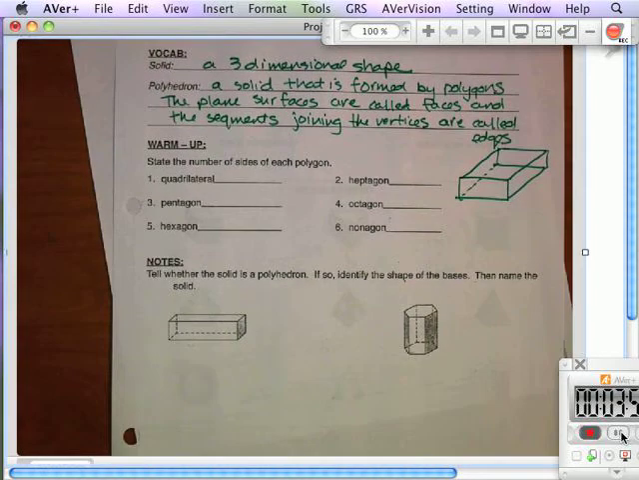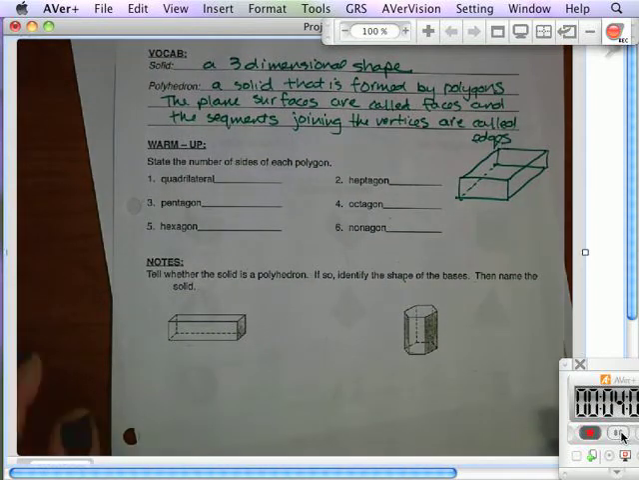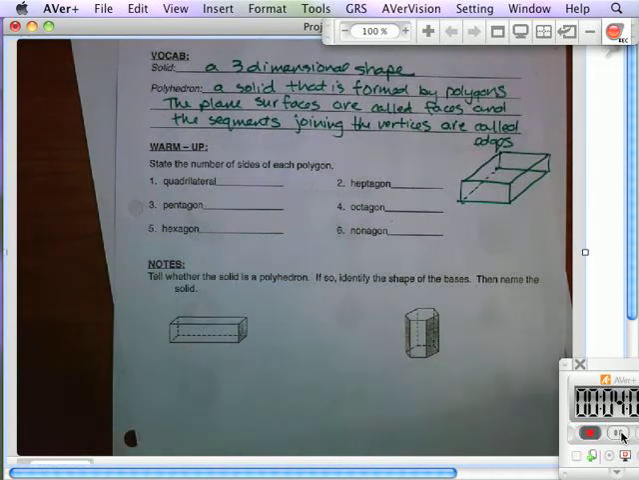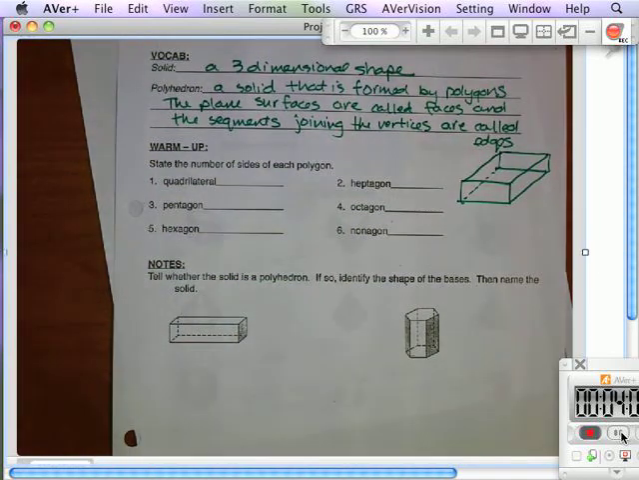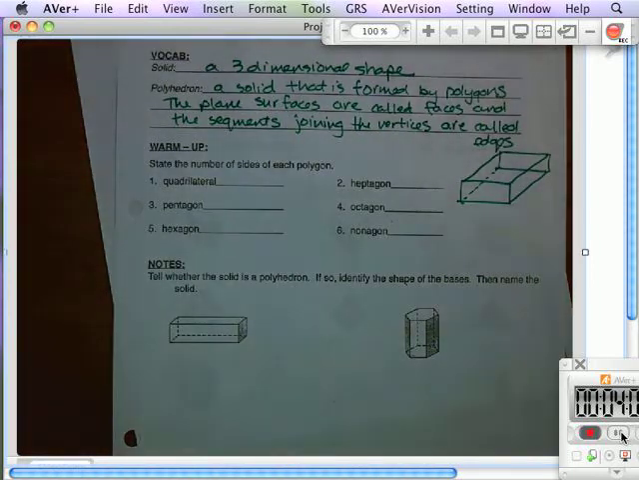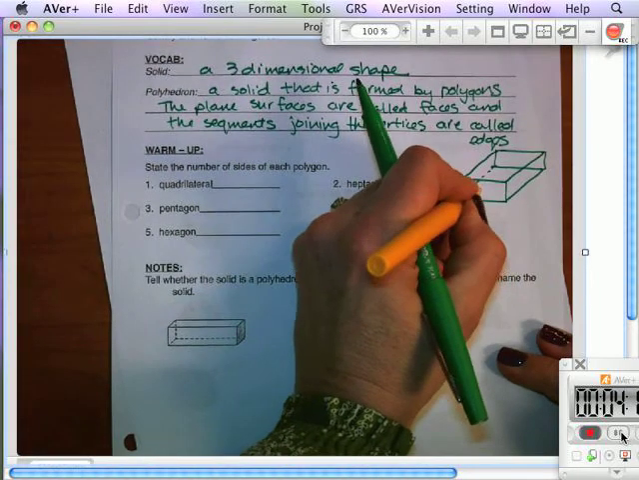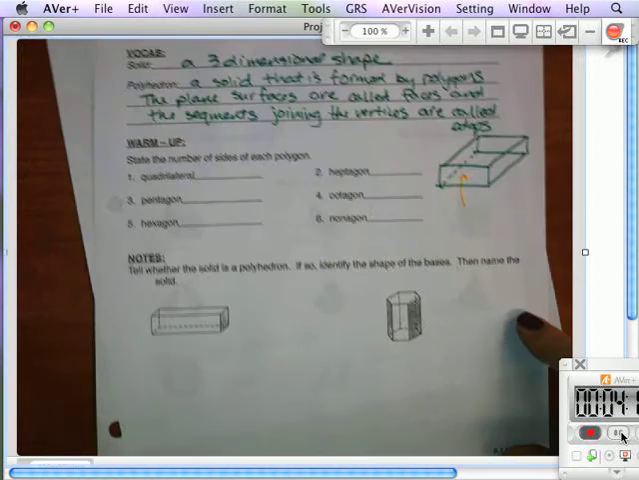Okay? So let's label this. Let's label it real quick. I'll find my other color. Here. Okay, so what is this called right here? A face.